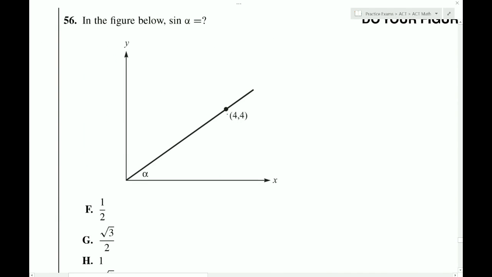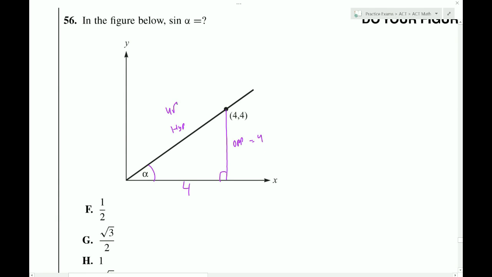What's the sine of A? So we could drop this thing down here, and then we have a little right triangle. So the sine of A would be opposite over hypotenuse. This 4, 4 means that this measurement is 4 over and 4 up. So the opposite is 4.